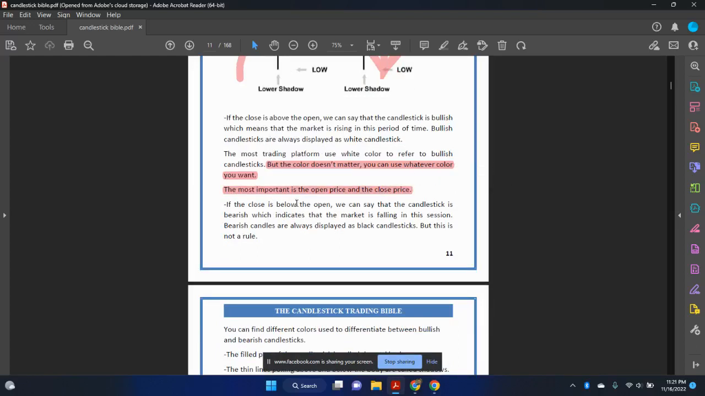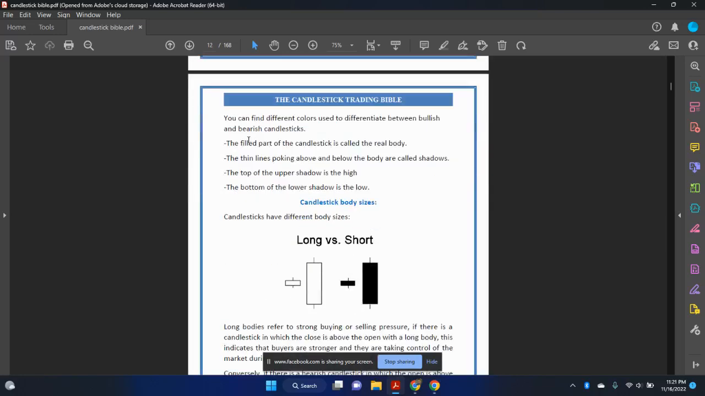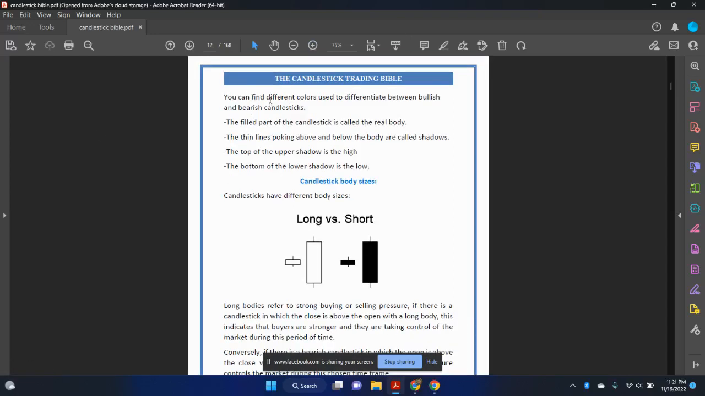Alright, if the close is below the open, we can say that the candlestick is bearish, which indicates that the market is falling in this session. Bearish candles are always displayed as black candles, but this is not a rule. You don't have to have white or black candles. You can use different colors. When you open up TradingView, they may be red and green, I believe. You can find different colors used to differentiate between bullish and bearish candlesticks.